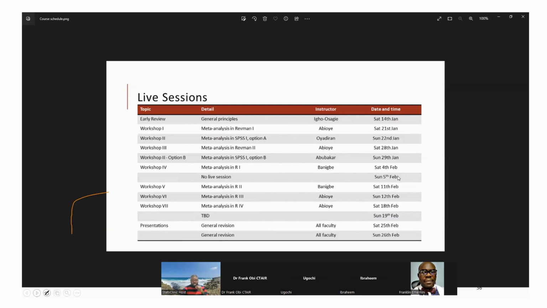But we have a free session here, and we have a free session here, and we might be able to use either of these days to do heterogeneity. We might move the R such that we don't get to heterogeneity in R before we teach Revman. Or maybe use the 11th. Unfortunately, we can't do next week because I'm not going to be available, but we can do the 11th, and Dr. Banigbe will teach R next week. But I think we should reschedule so that we give people enough time to internalize what has been taught, and you can come back with questions.